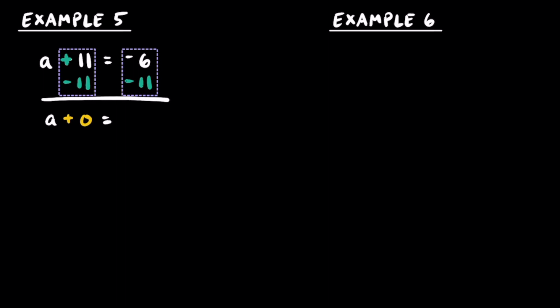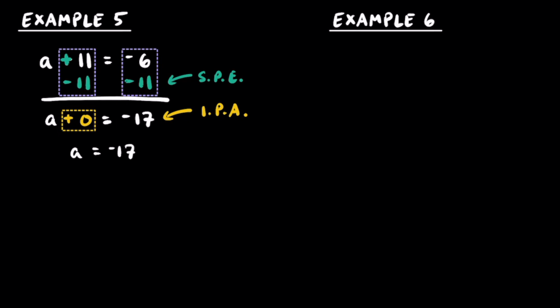a plus 0. And on the right side of the equation, we have this negative 6 take away 11, and when we take away 11, it has to get smaller. So negative 6 minus 11 should equal negative 17. This is where we use the subtraction property of equality. And over here, when we go ahead and drop that 0, we're using the identity property of addition. After dropping that 0, we can write that a equals negative 17. There's our solution.